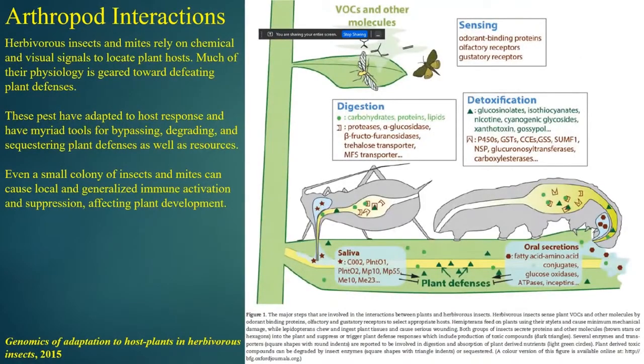Similar things happen with arthropods. Here's a great example pulled from Genomics of Adaptation to Host Plants and Herbivorous Insects from 2015. There are myriad ways that insects, just like the microbes I mentioned, will feed on a plant and will use their own microbiome or endogenous enzymes and toxins and other things to sequester resources and degrade the plant immune system. Insects have been doing this for about 400 million years, and they're probably not going to get any worse at it.